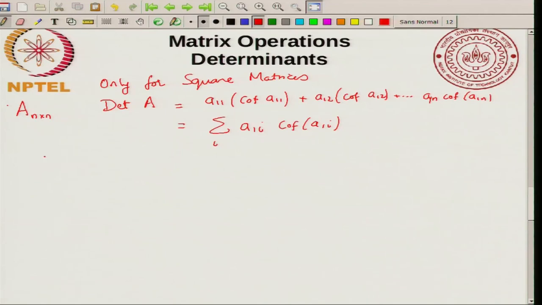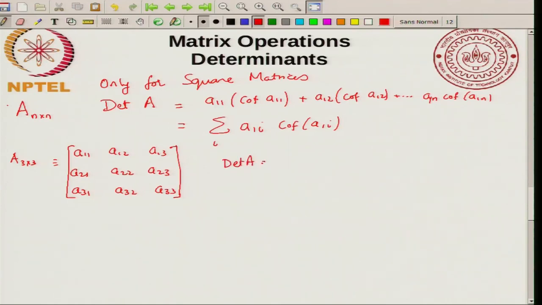But just to initiate the discussion, suppose you have a 3x3 matrix. This is denoted by A11, A12, A13, A21, A22, A23, A31, A32, A33. So this is my matrix A. Then the determinant of A is denoted by the same matrix with straight lines instead of these square brackets: A11, A12, A13, A21, A22, A23, A31, A32, A33, and this is equal to, I'll write it in three lines here.